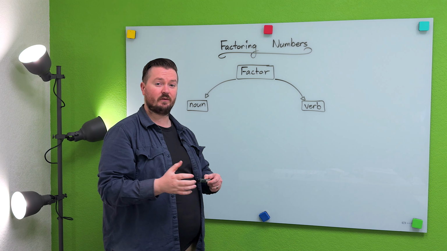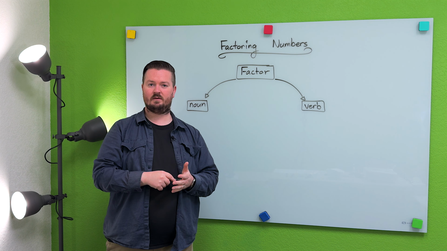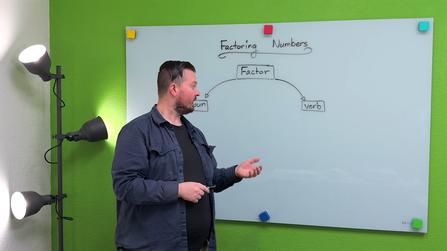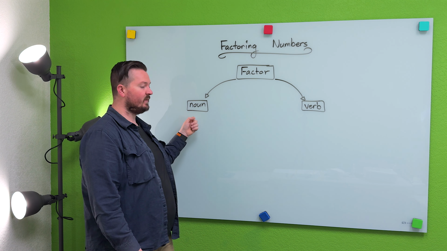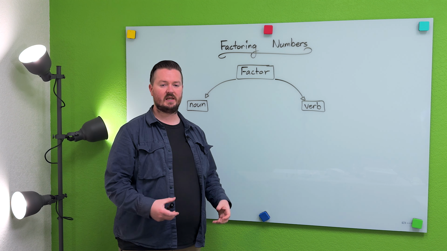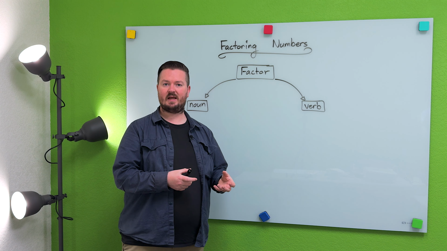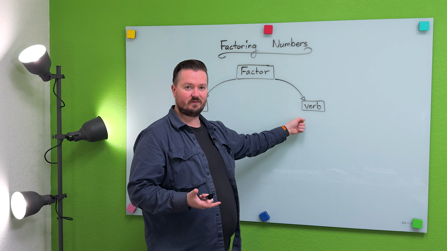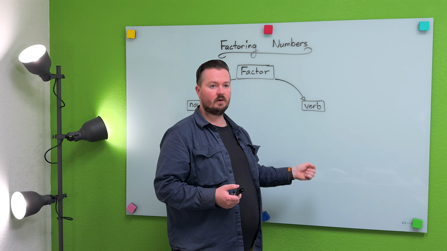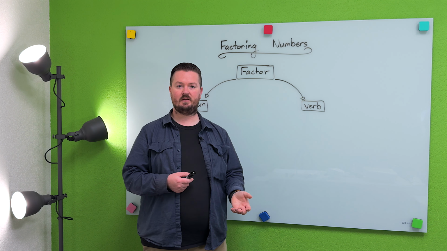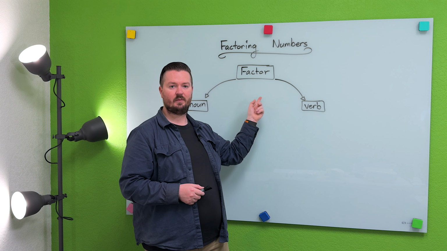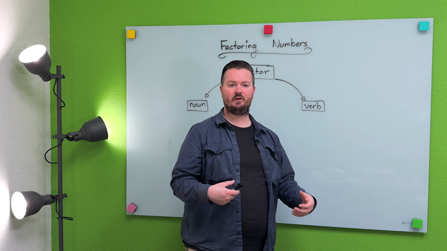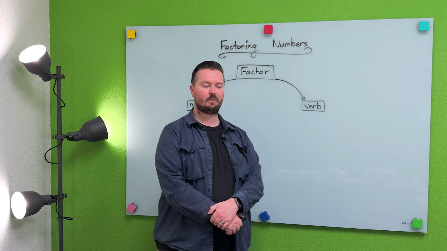Now, just a quick review though, what is a noun? A noun is a person, a place, or a thing. In this case, when we say factor, if we mean factor as a noun, that means we're talking about objects, like numbers as an object. But a verb, on the other hand, what is a verb? A verb is an action. So if I tell you I want you to factor something and I mean it as a verb, I'm telling you to do something. I'm telling you to do some action.